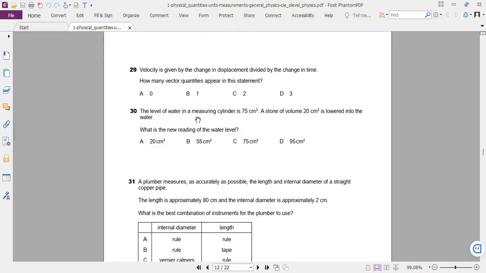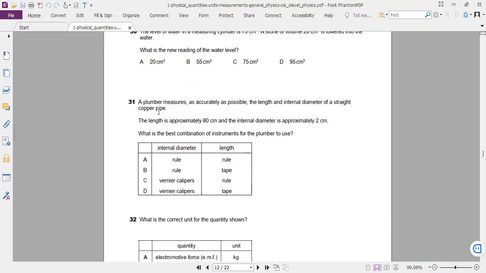Next question, the level of water in measuring cylinder is this. A stone of volume is lowered into the water, what is the reading? So obviously when the water is 75 centimeters and you put a 20 centimeter stone, what will be the reading of the volume of the water in the measuring cylinder? You can answer this very simply, very easily.